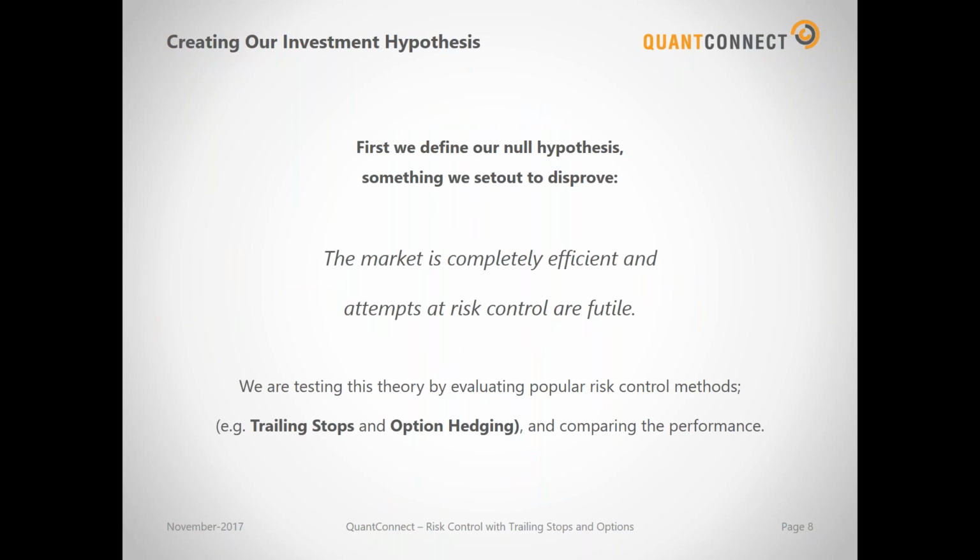So yeah, this is the algorithm process, and we recommend people go through this process to fast track the development. The first thing though is that you need to develop a hypothesis. For the point of this webinar, we wanted to define our hypothesis as the market is completely efficient and any attempts at risk control are futile.